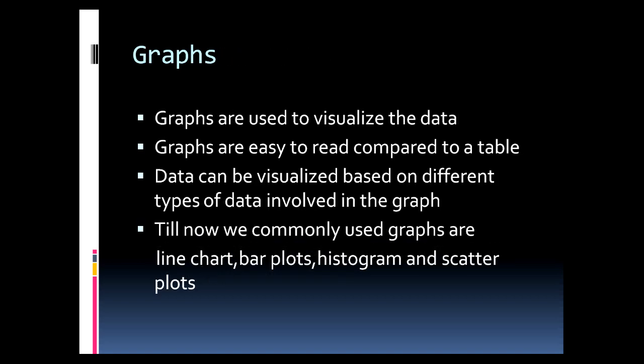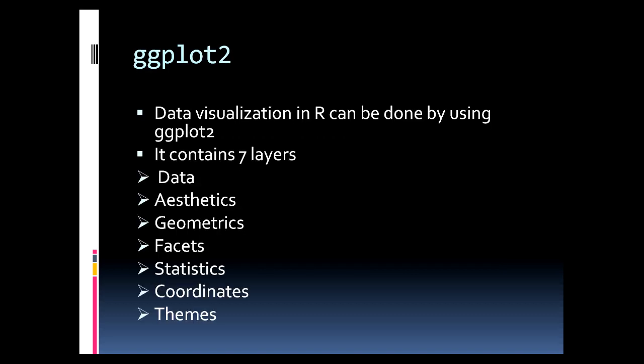Graphs are used to visualize the data, and these are easy to read compared to a table. In a table, we have to go through rows and columns to get the information present in the table. Coming to graphs, in a single glance we can say what type of information is present in the graph, and data can be visualized based on the different types of data involved. Commonly used graphs are line chart, bar plots, histogram, and scatter plots.